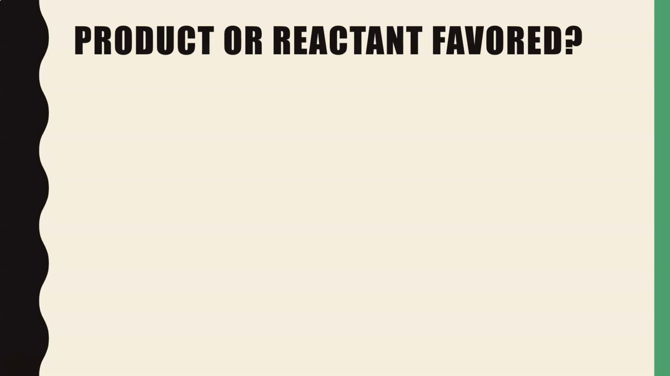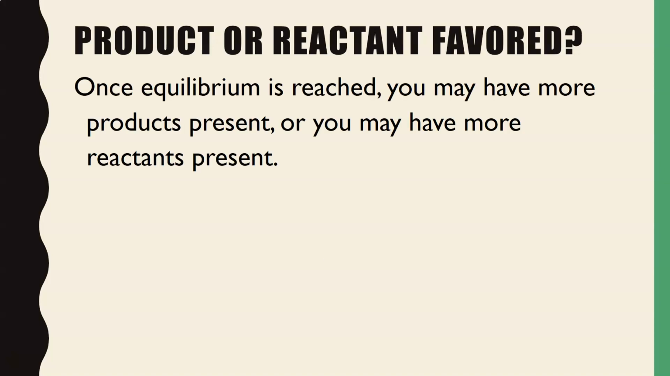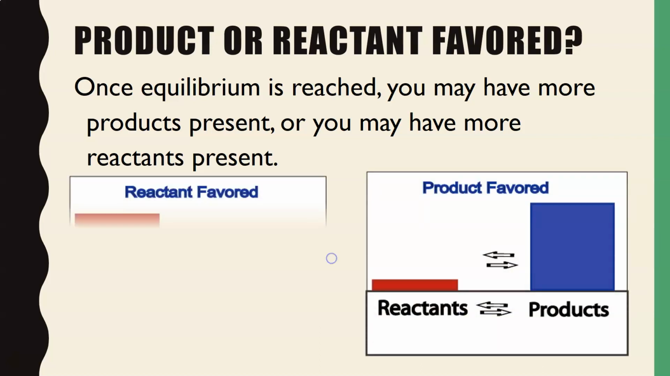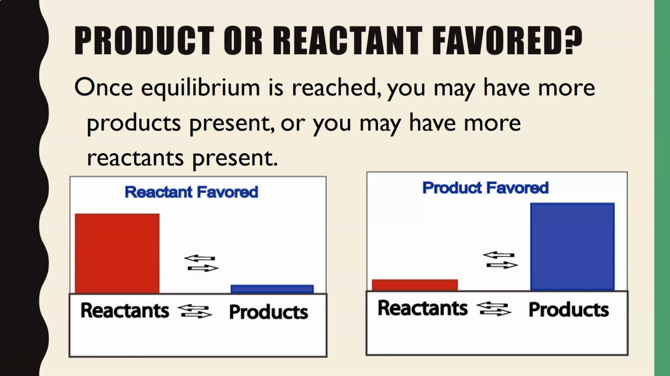So if a reaction has more products when it's finished, we say it's product favored. If a reaction has more reactants left when it's finished, we say that it's reactant favored. So once you reach that equilibrium point, you can look to see, how much of everything do you have? Is it product or reactant favored? You often see it represented in these little graphs.